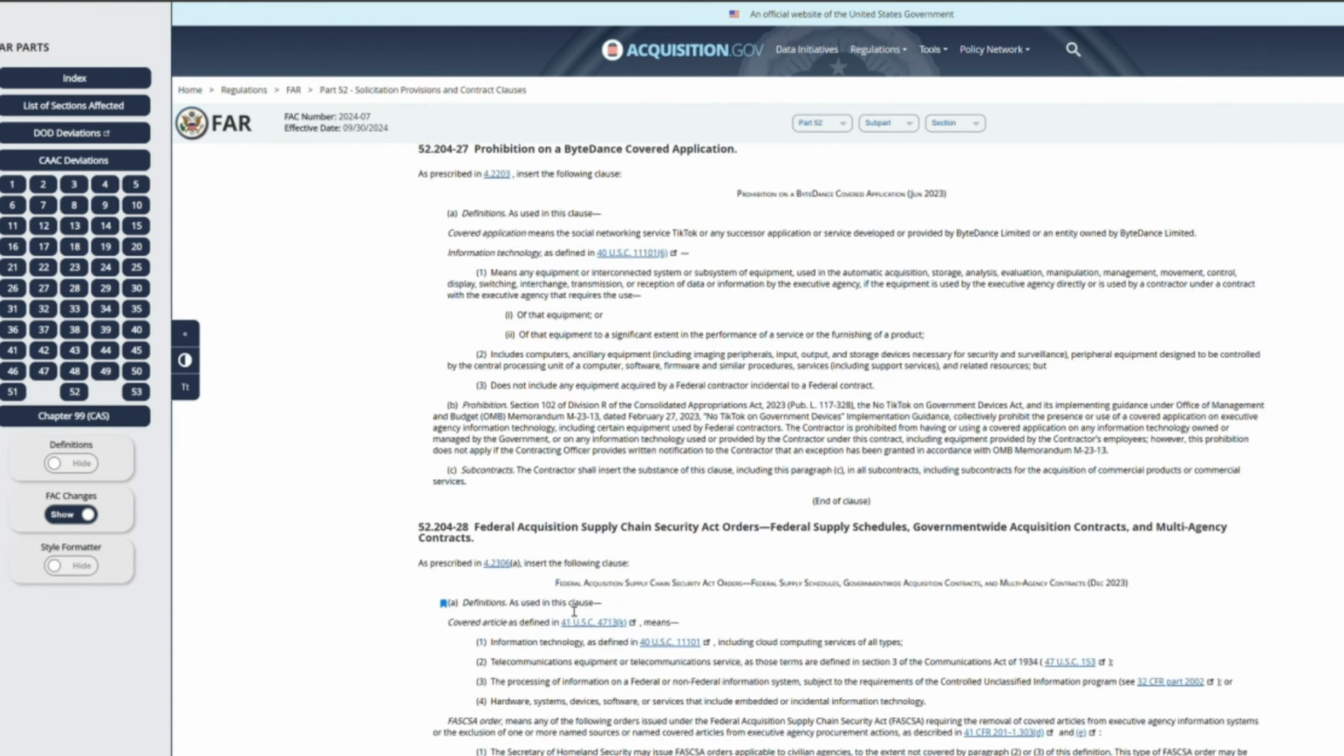The FAR means any equipment or interconnected system or subsystem of equipment used in automatic acquisition, storage, analysis, evaluation, manipulation, management, movement, control, display, switching, interchange, transmission, or reception of data or information by the executive agency if the equipment is used by the executive agency directly or is used by the contractor under the contract in which the executive agency requires the use of.